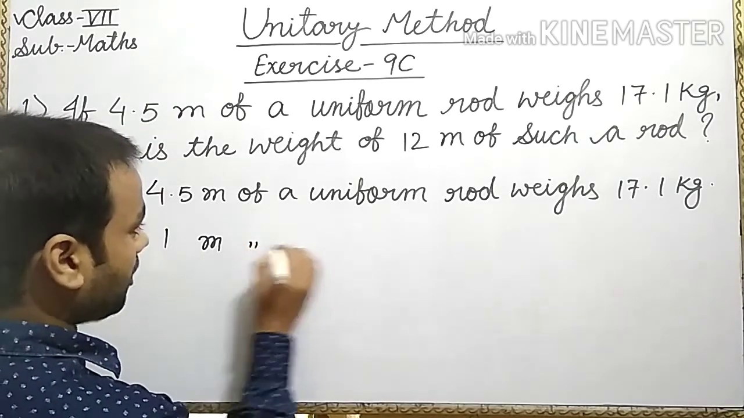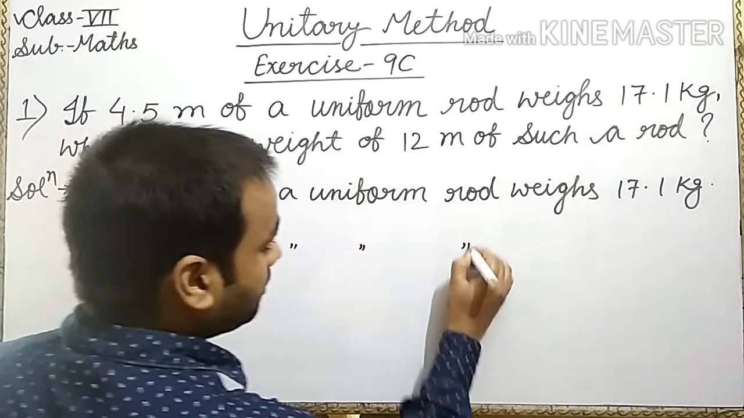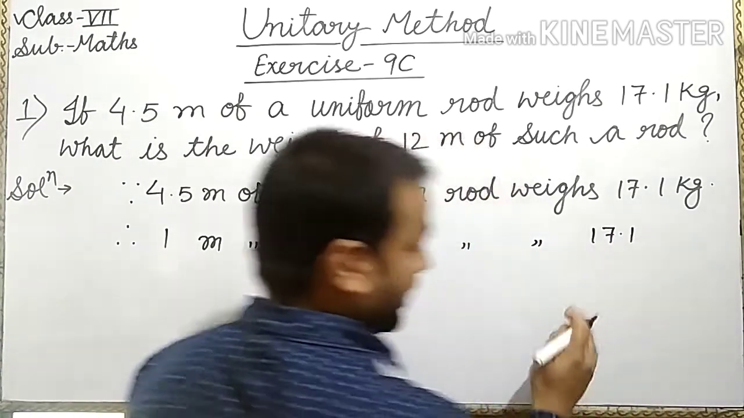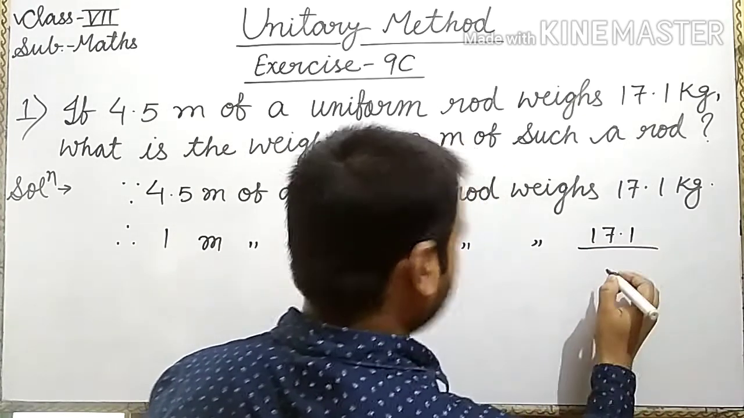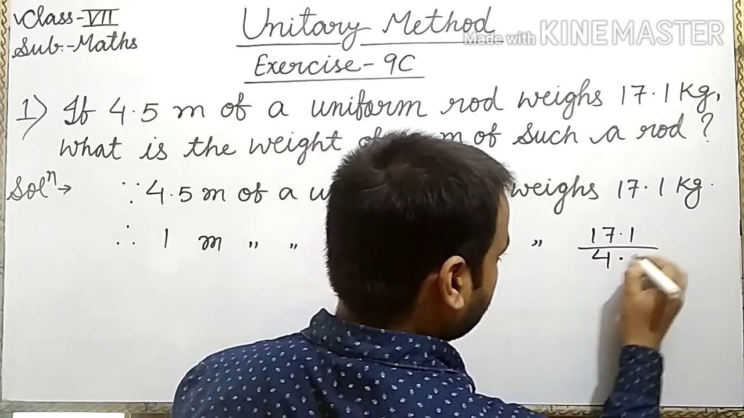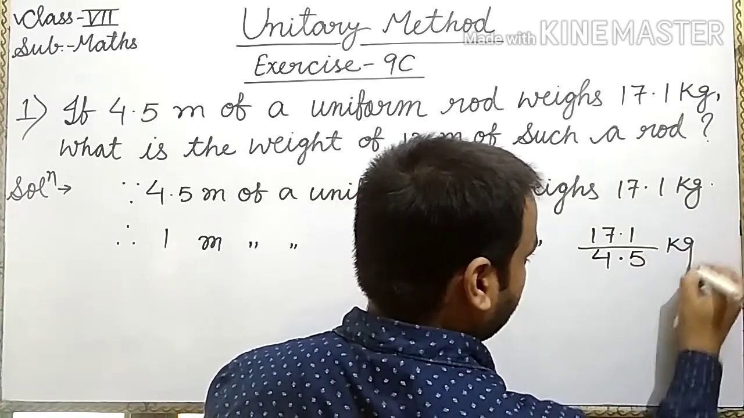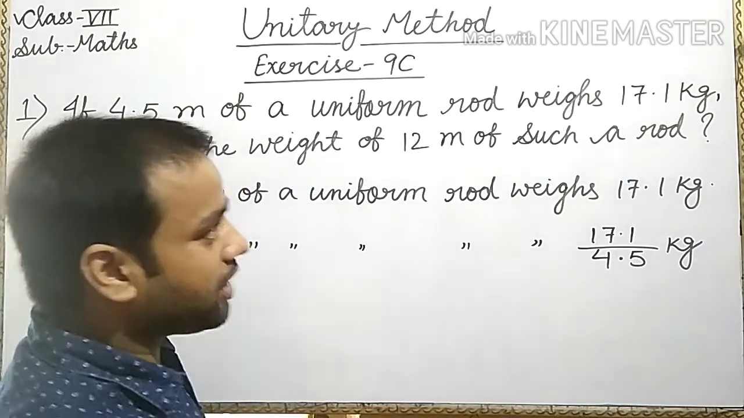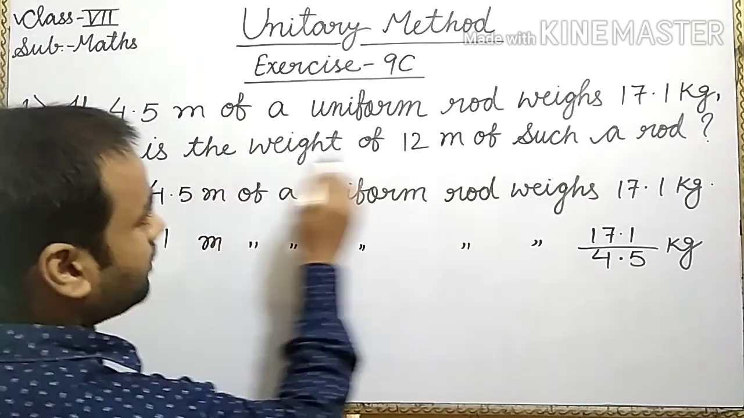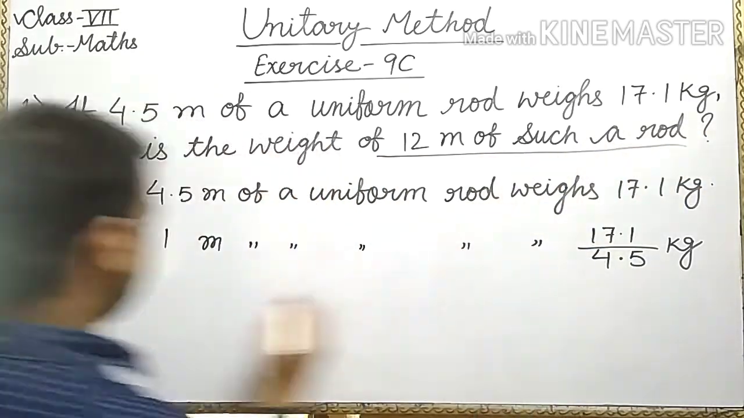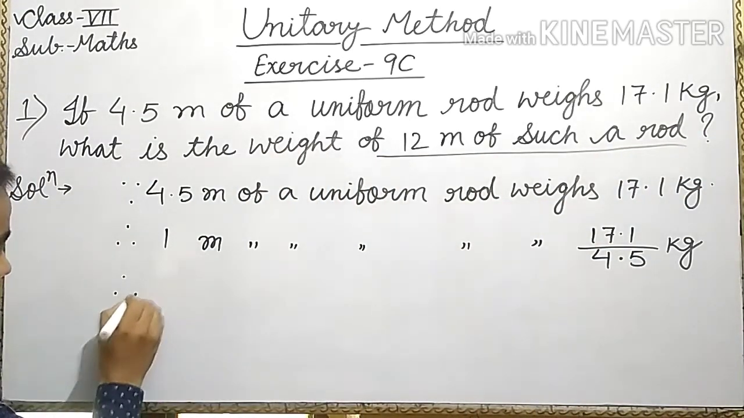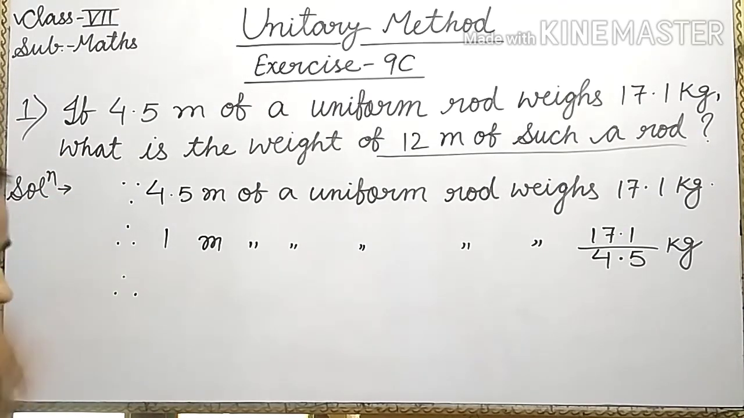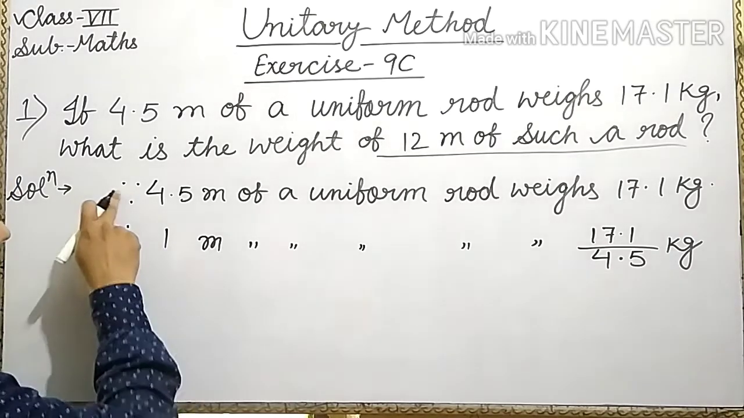So 1 meter of a uniform rod weighs 17.1 upon 4.5 kilogram; in direct variation, here divide. Is it clear? And next step, find the required. Here required is the weight of 12 meter of such a rod. The symbol of since is written only one time.